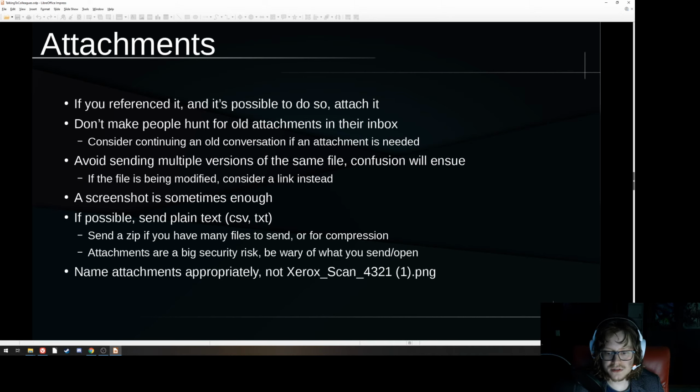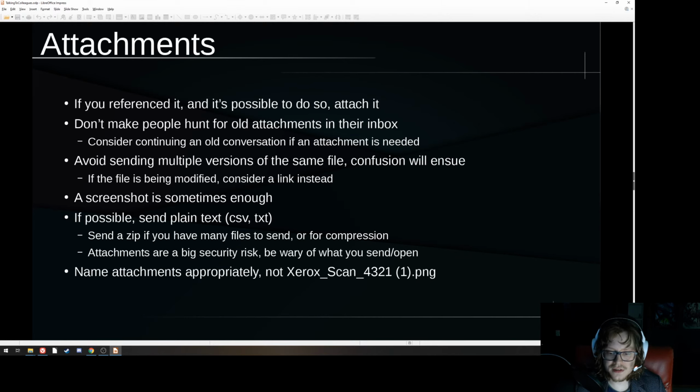So make sure that either you're replying on the same thread, that way the one at the bottom is going to be the most recent. That's the best way to do version control over email, or at the very least that you're changing the file name so that it's clear that there are newer ones.